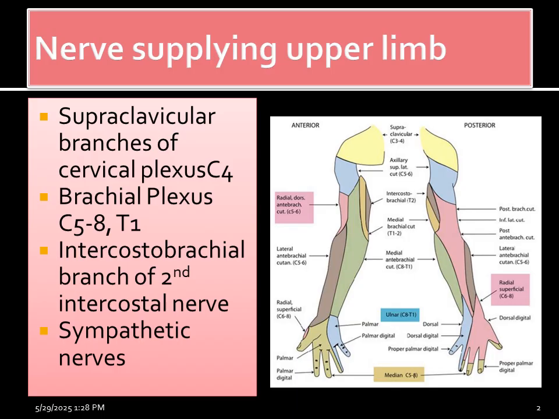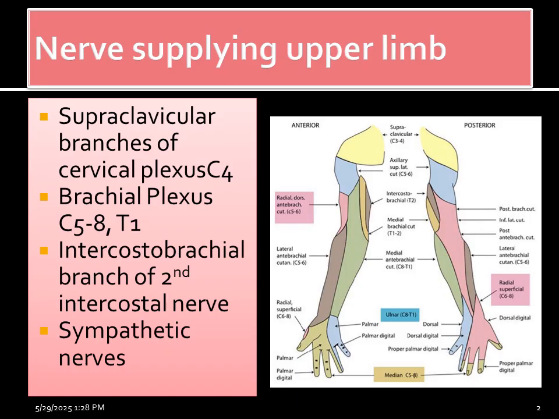The nerve supply to the upper limb comes from the brachial plexus, along with the supraclavicular branches of the cervical plexus. The brachial plexus is formed by C5, C6, C7, C8 and T1. This is the root value of the brachial plexus. There is also a contribution from the intercostal branch of the second intercostal nerve.